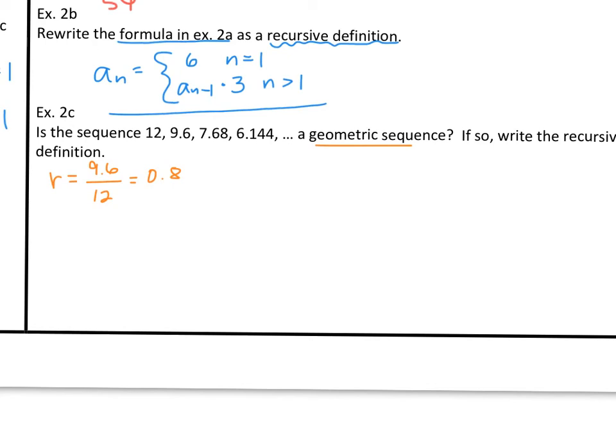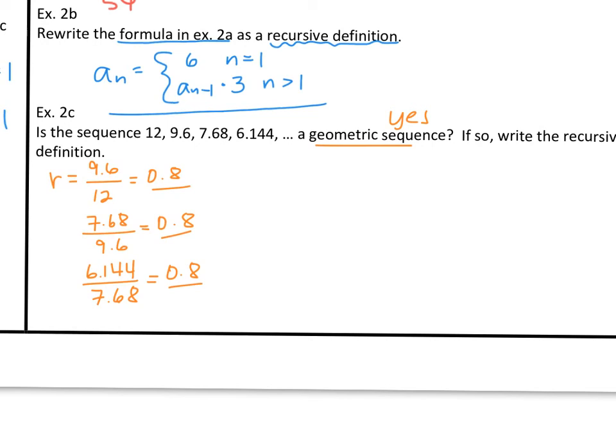Now let's go to the next pair. The third term divided by the second term. If you plug that into your calculator, you also get 0.8. Try the last one. 6.144 divided by 7.68, and you get a match, 0.8. That is our r value. If the r value stays the same, then yes, we have a geometric sequence.